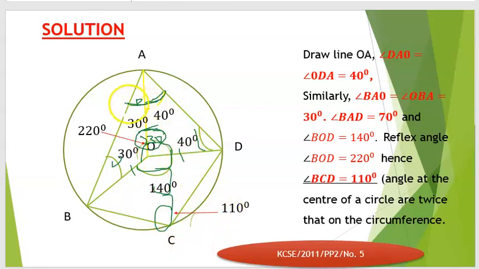Or if you don't want to say that, you can talk of opposite angles in a cyclic quadrilateral adding up to 180. So if this angle is 70 degrees up here, then this angle will be 110 degrees. So you'll say that angle BCD equals 110 degrees, and the reason for that is angle at the center of a circle is twice that on the circumference. Or another reason you can give is angles in a cyclic quadrilateral add up to 180.